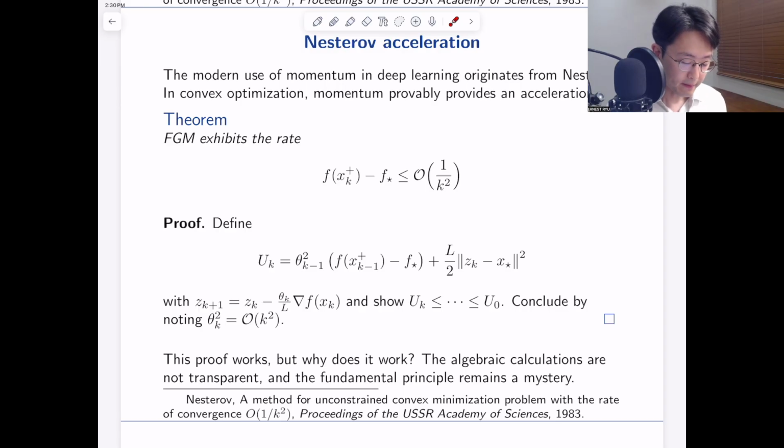Well, that's how I also feel about it. I've personally written many papers in the area of acceleration. Other smart people have worked on acceleration, but the fundamental principle behind acceleration seems to remain a mystery. The algebraic calculations in the existing proofs are certainly verifiable. They're not that complicated, but they are not transparent.